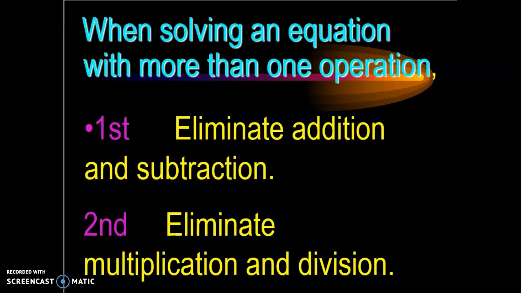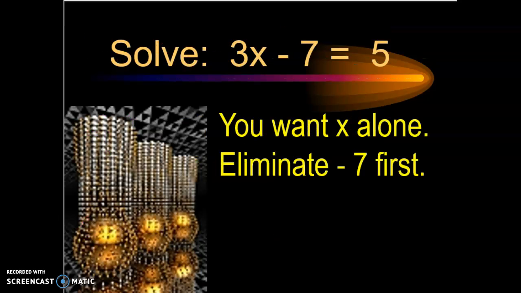So first of all, you're going to eliminate the addition or subtraction. That means you're going to undo. If it's addition, you'll use subtraction, and if there's subtraction there, you'll undo it with addition. But you'll do addition or subtraction first. And then the second elimination that we will do will be we will undo the multiplication and division. Let's take a look here at an example.